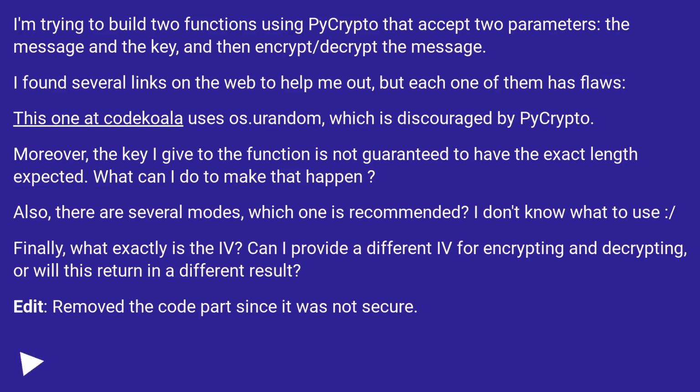This one at CodeKoala uses os.urandom, which is discouraged by PyCrypto. Moreover, the key I give to the function is not guaranteed to have the exact length expected. What can I do to make that happen?